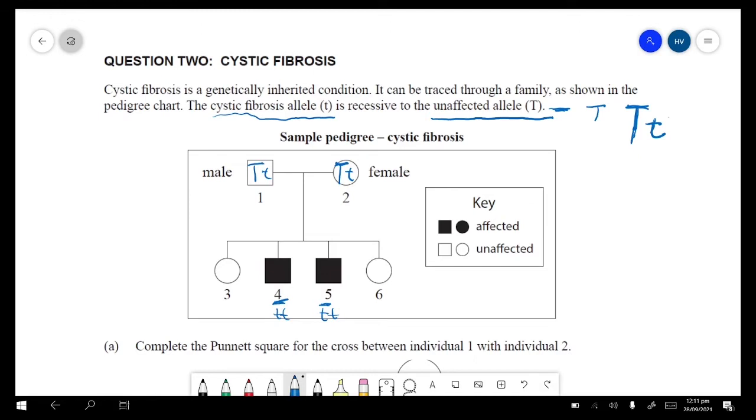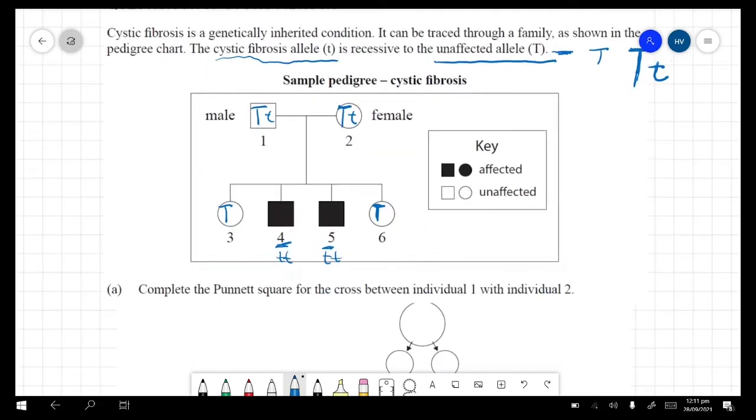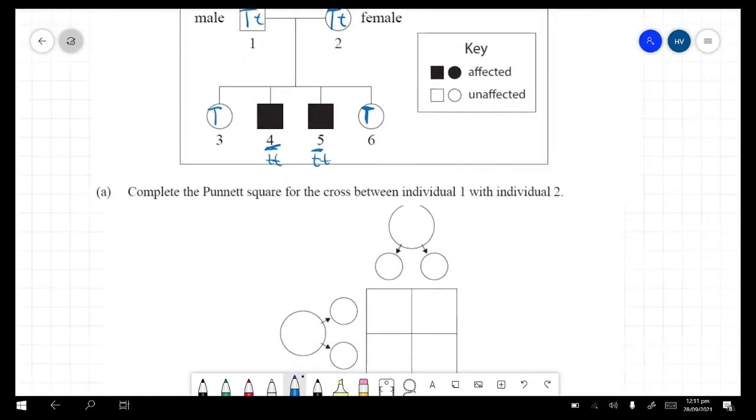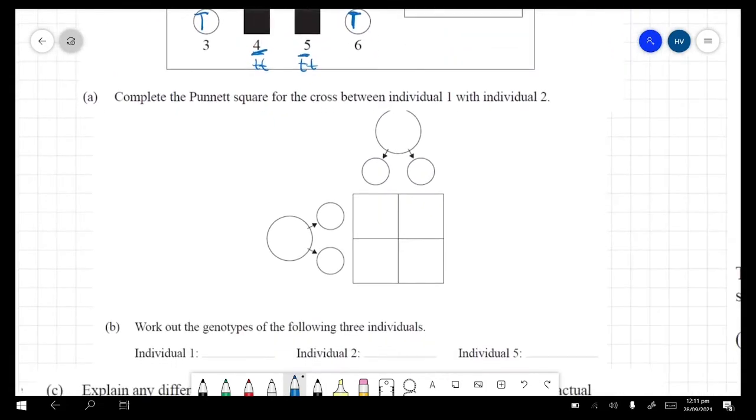Now, we can immediately say what these are, but we cannot say what number 3 and number 6 is, because dad could have given a capital T and mom could have given a capital T or a little t. So we actually don't know, but we do know that they contain at least one capital, or the dominant, unaffected.